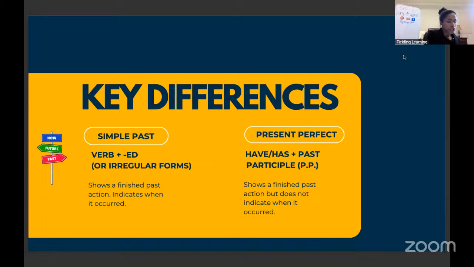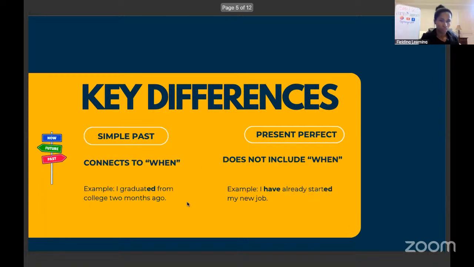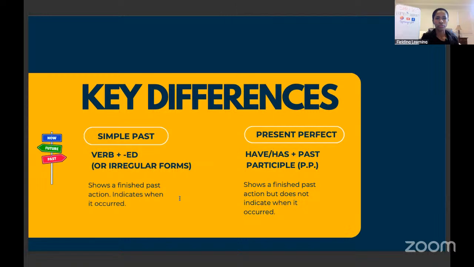All right. So let me just get over here some other notes. So simple past, you use the verb plus the ed, and then it's an action, that past action that has finished. And then present perfect, you don't know when actually this happened, the action happened. So these are the key differences, okay?